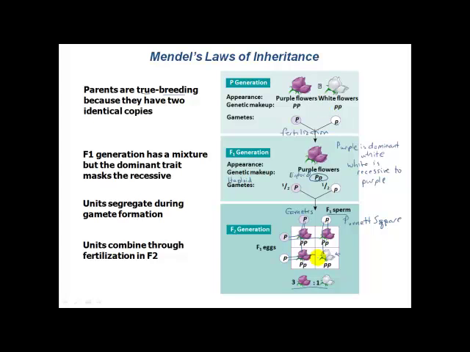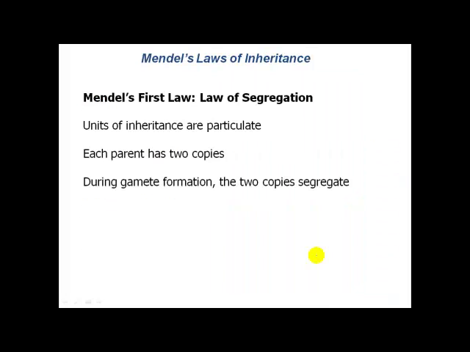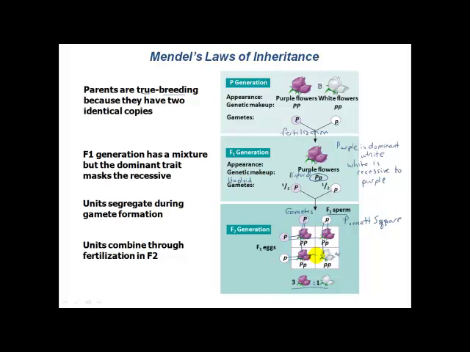And so this is the explanation for the observations that he made with all of those traits, and that's described very nicely in his law of segregation. So the units of inheritance are particulate. Each parent has two copies, and during gamete formation, those two copies segregate from one another. Mendel's first law, the law of segregation.